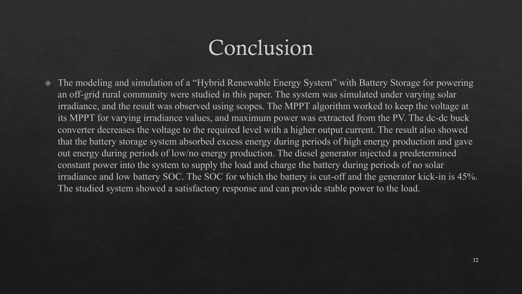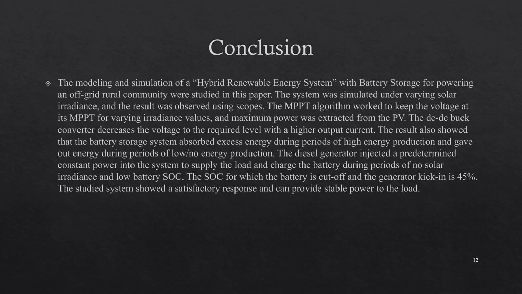The DC-DC buck converter decreases the voltage to the required level with a higher output current, and the results also showed that the battery storage system absorbed excess energy during periods of high energy production and gave out energy during periods of low or no energy production. That is the purpose of that storage there.